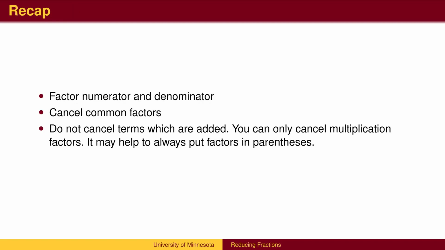To recap, to reduce a fraction, factor the numerator and denominator completely, then cancel common factors. Be careful to only cancel factors which are multiplied. Do not cancel terms that are added.